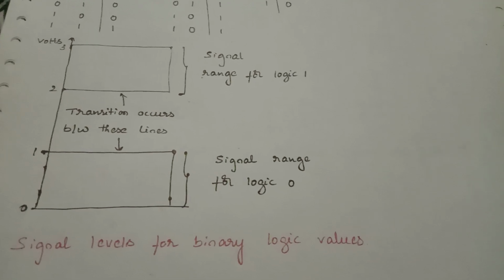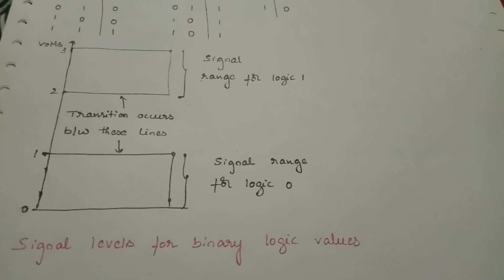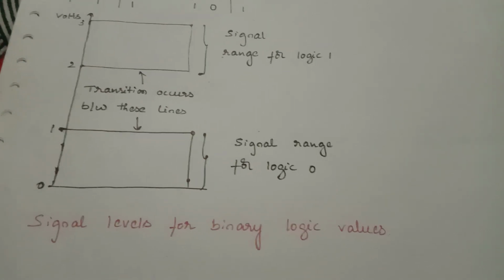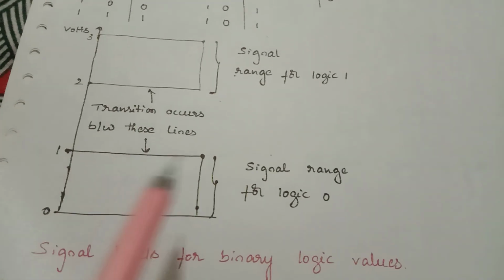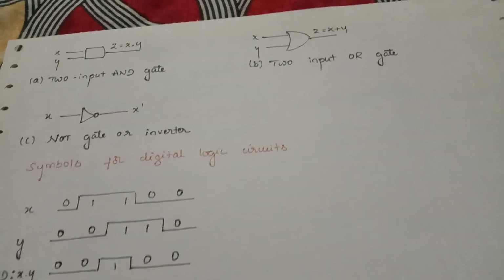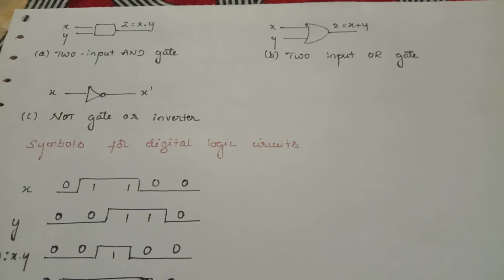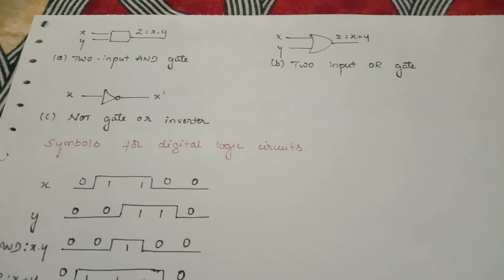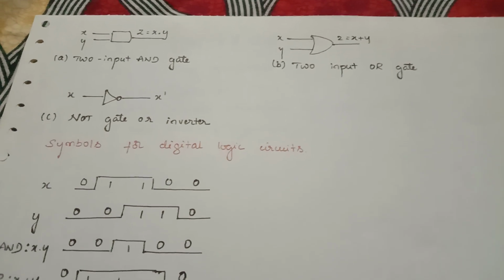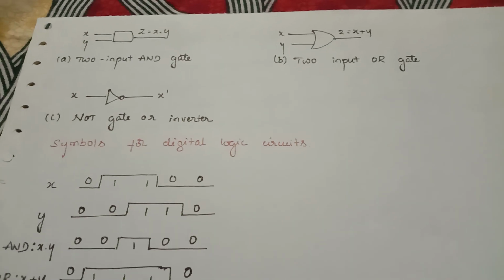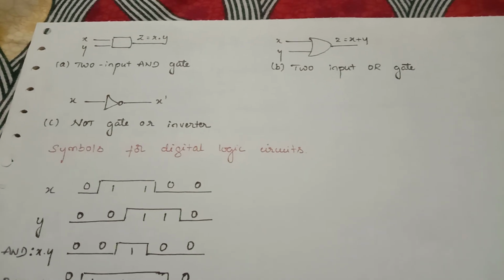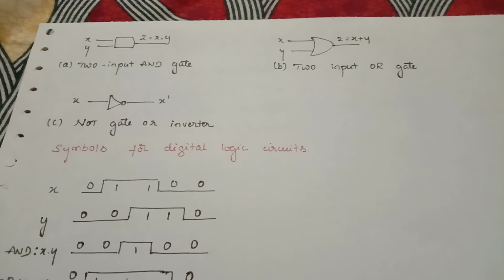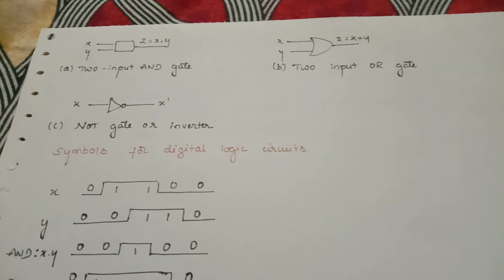So then coming to the graphic symbols that are used to design the 3 types of gates, they are given in this diagram. You can see here the symbol for digital logic circuits. These gates are blocks of hardware that produce the equivalent logic 1 or logic 0 signals if input logic requirements are satisfied. You can see here, by giving the x and y values, we can get the required z value based on the gate we are going to implement.